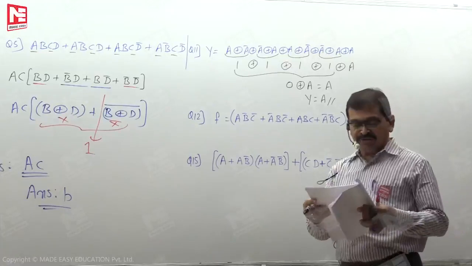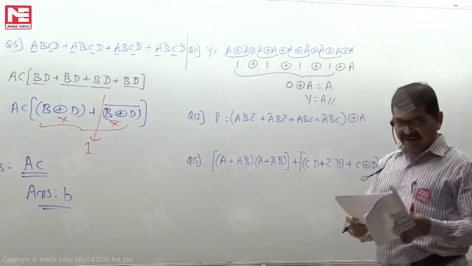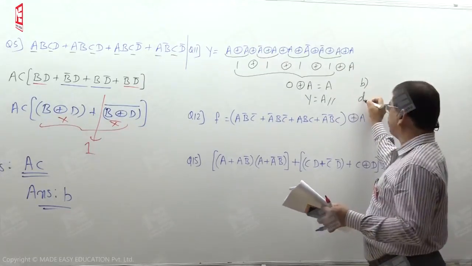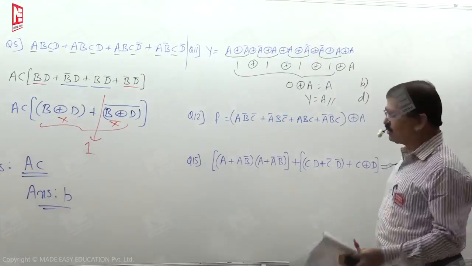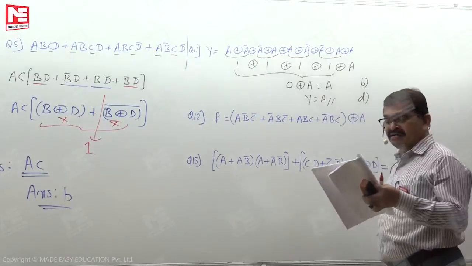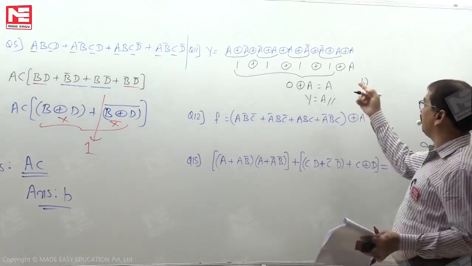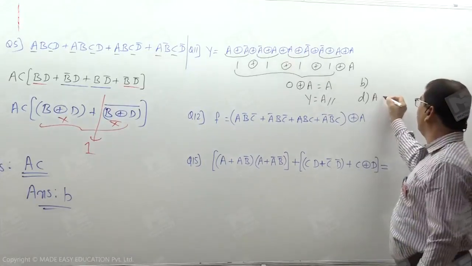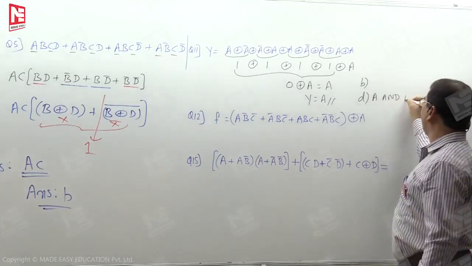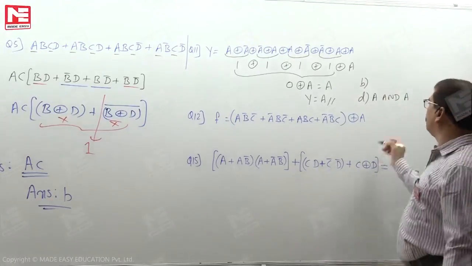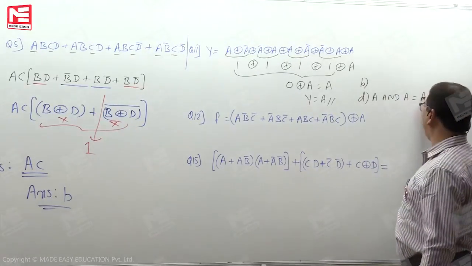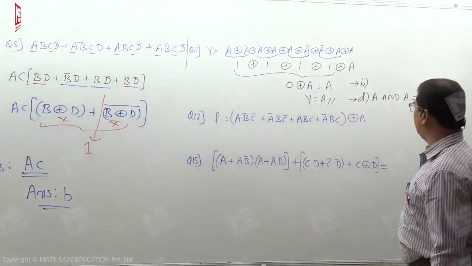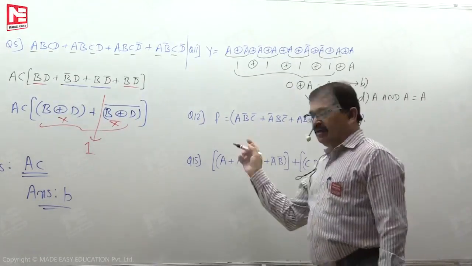From the given options, the answer we are reading is either option B or option D. In option B, we are looking directly at A exclusive or 0. And in option D, we have A and A. When we have A and A, effectively its result is A. So the answer is option B as well as option D. Let us come to the next question.